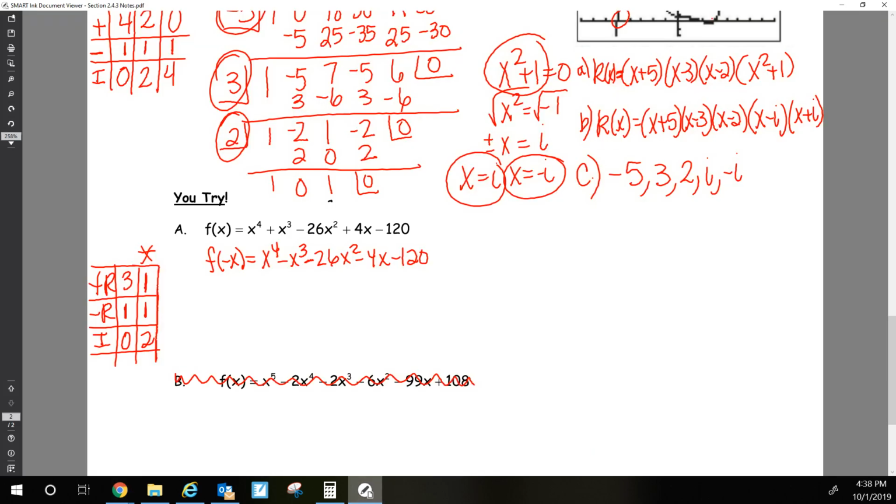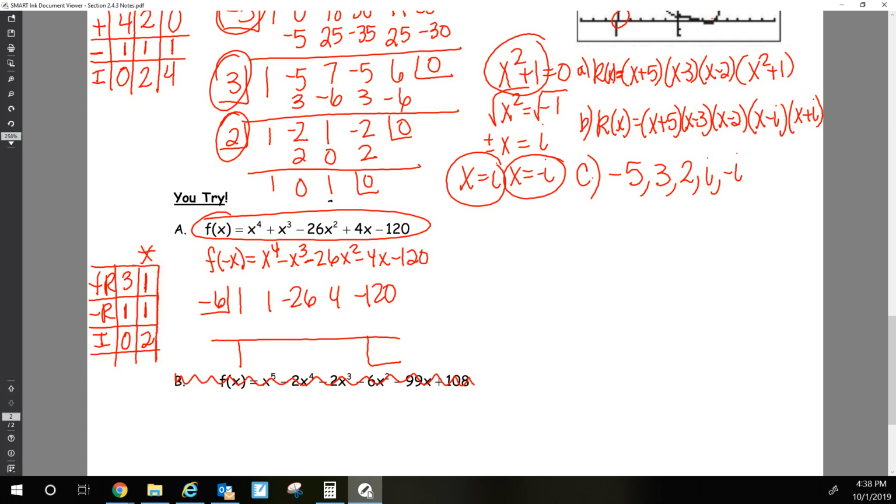So I'm going to test those first. Putting in -6, coefficients are 1, 1, -26, 4, -120. Drop down the 1 times -6 is -6. 1 minus 6 is -5. Times -6 is 30. Minus 26 is 4. Times -6 is -24. Plus 4 is -20. Times -6 is +120. So that indeed is one of our zeros.